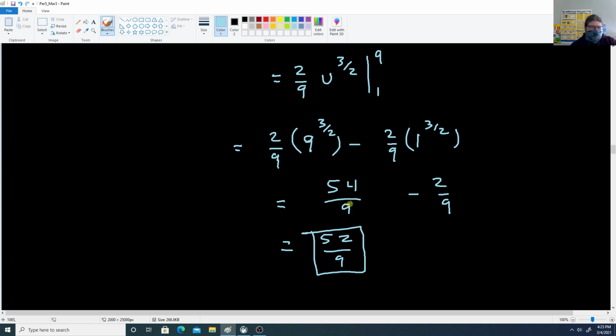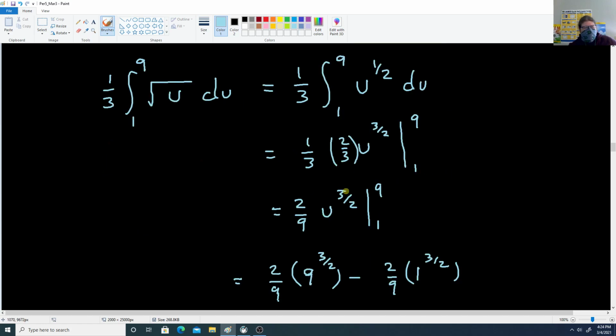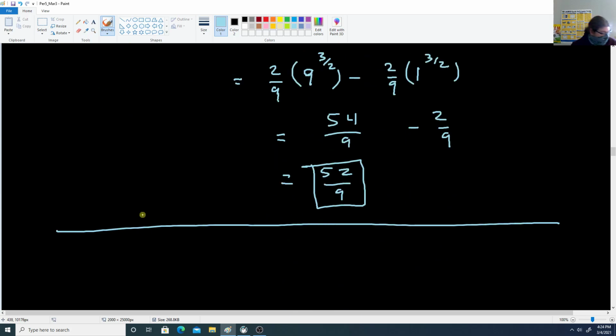So yes, 54 divided by 9, that is 6, but then you have to do 6 minus 2/9, so you have to convert it back to 54/9 anyways. So we have 52/9 for our answer to that one. So start out with x information, start converting over to u. Make sure to convert the limits to your new limits as well. And then you can solve this thing in terms of u, and you use the new u limits, and you don't need to go back to x's.